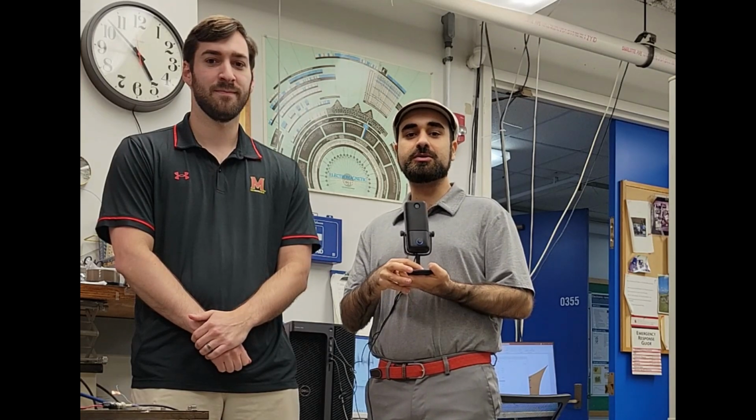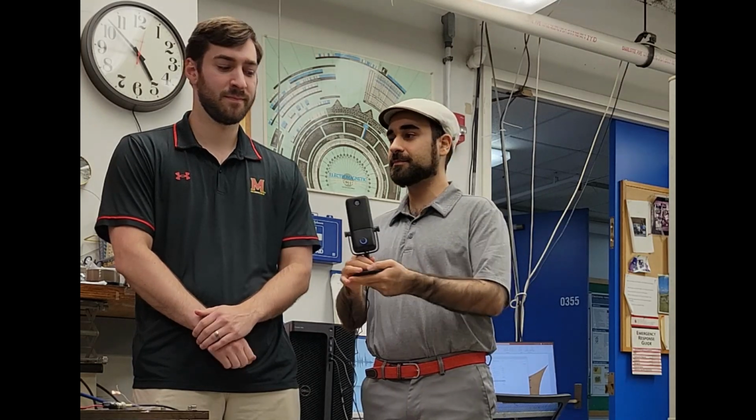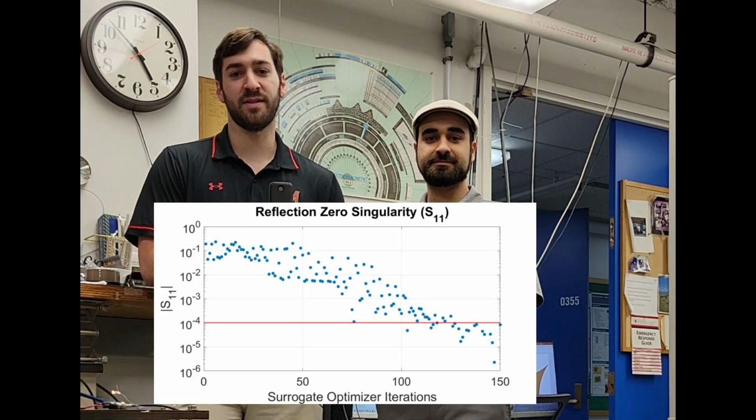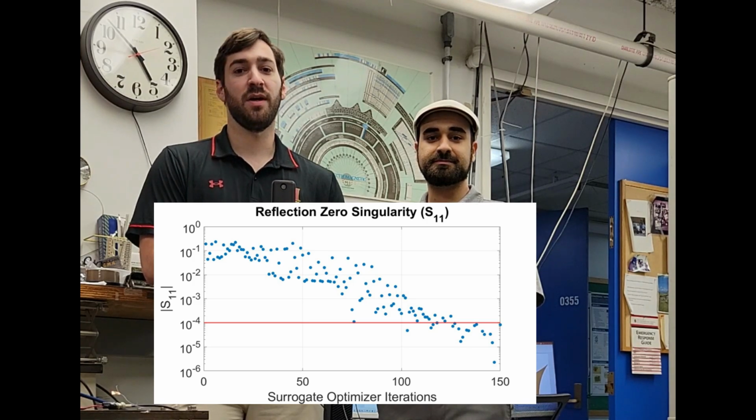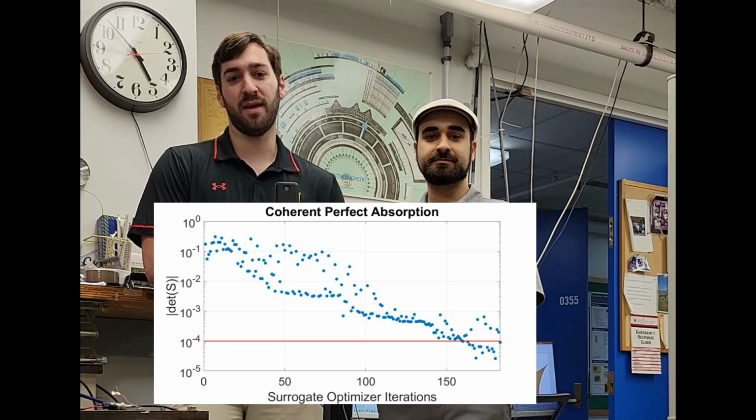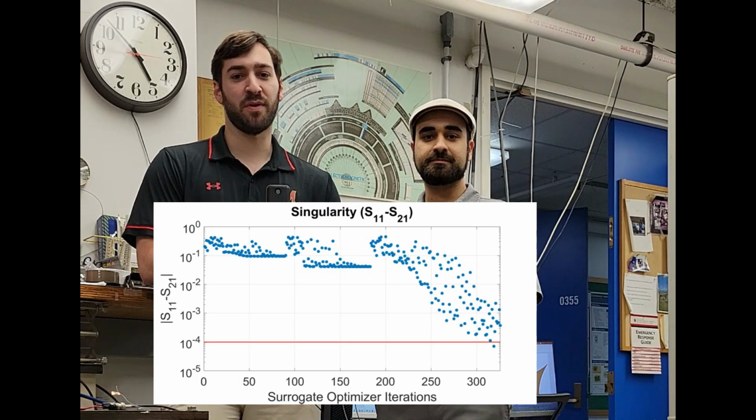As we just saw, by having tunable metasurfaces inside our billiard, we could create a scattering singularity at any arbitrary frequency that we want. We only showed a transmission zero singularity. This works for just about all scattering singularities, including reflection zeros, determinant S zeros for CPA, scattering matrix exceptional points, etc.